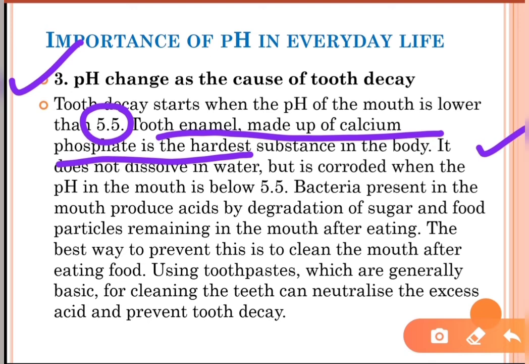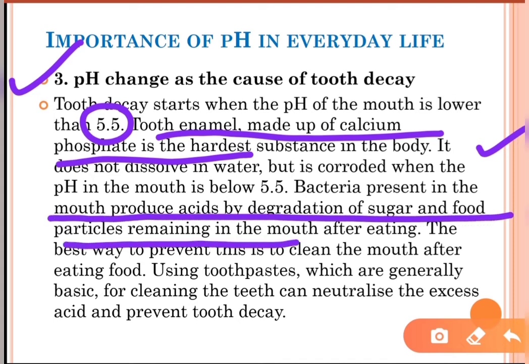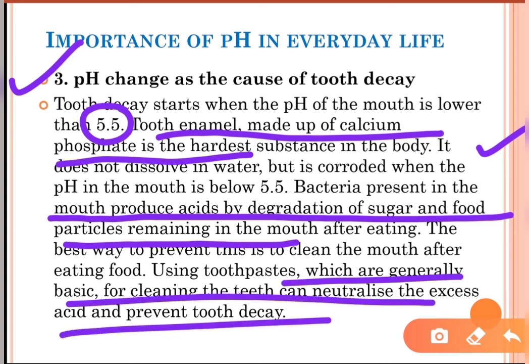Bacteria present in the mouth produce acid by the degradation of sugar and food particles remaining in the mouth after eating. The bacteria keep degrading sugar and food particles inside our mouth and produce acid from there. The best way to prevent this is to clean the mouth after eating food. Using toothpaste, which is generally basic, for cleaning the teeth can neutralize the excess acid and prevent tooth decay.